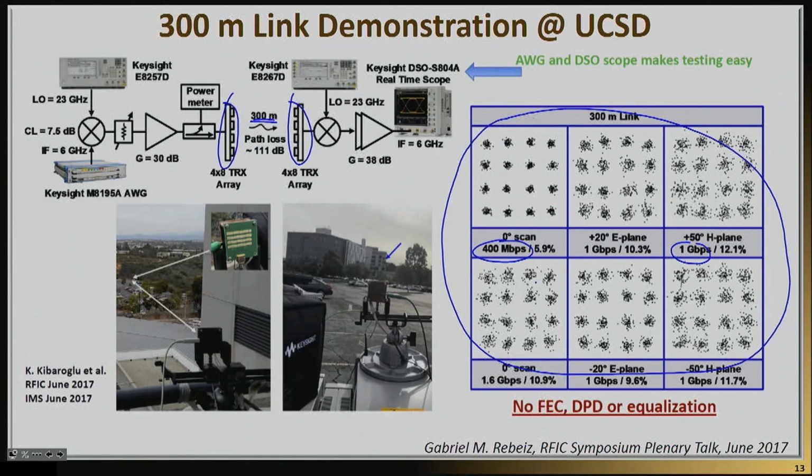The interesting thing, however, is that the link worked really well. And so despite the path loss of 111 dB, they were able to essentially utilize two 4x8 antenna arrays in the transmit and receive side, and the system was an amazing success. So essentially, it shows that yes, very high data rates in the order of a gigabit per second can indeed be transmitted over a 300-meter link.